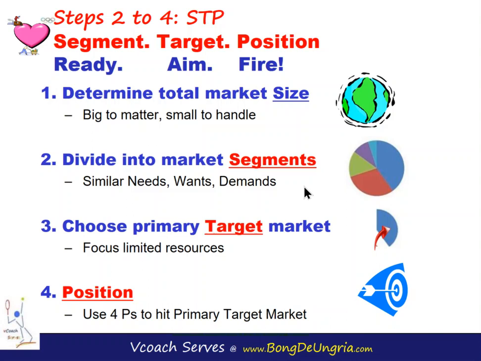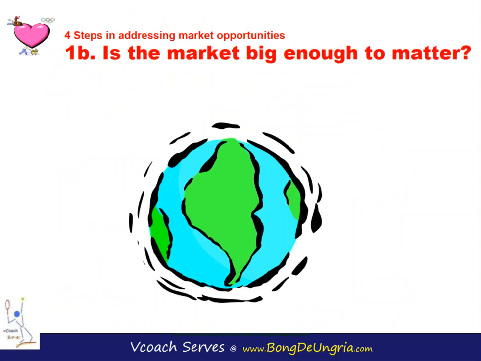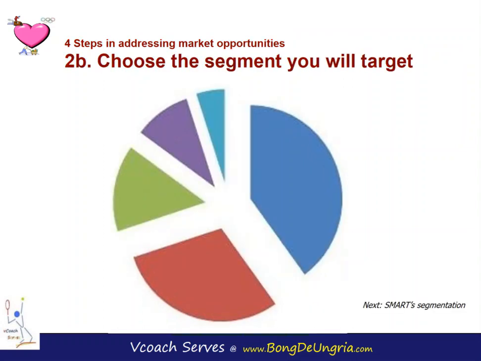So it's important to do STP, but in this model, we are saying sizing the market is a necessary precursor to segmentation. Another way to visually represent this is this way. First, in addressing market opportunities, is the market size small enough to handle, or is it big enough to matter? Again, divide the market into segments. Each segment will have similar needs, wants, and demands, and now the discipline is to choose which segment you will target.